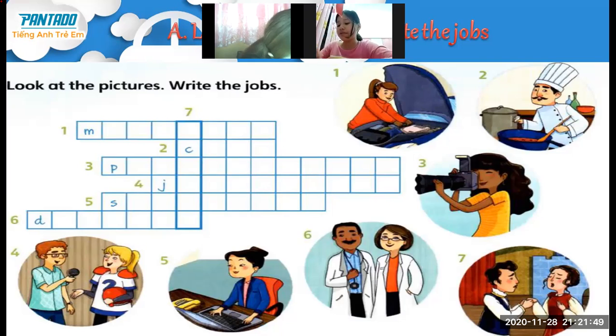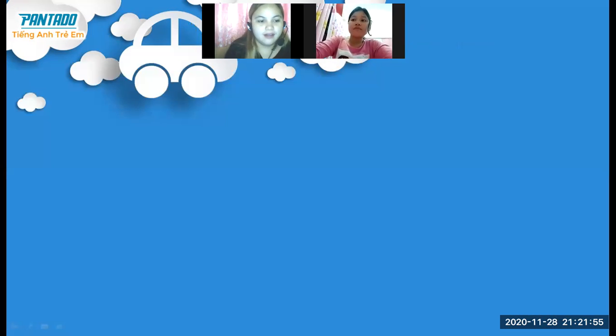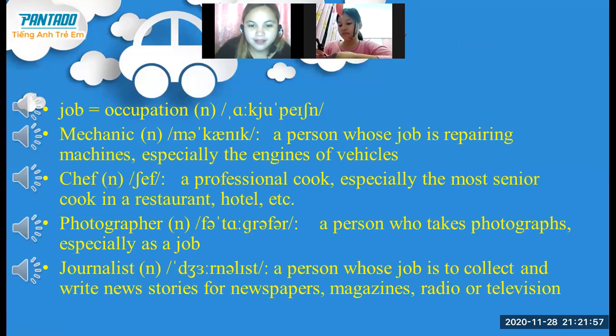I don't know. Oh, okay. I will let you see again the vocabulary. So this one is a person whose job is fixing machines. Oh, you look at it, so that you can answer. Do you know now the answer? It is mechanic. Okay, yeah.